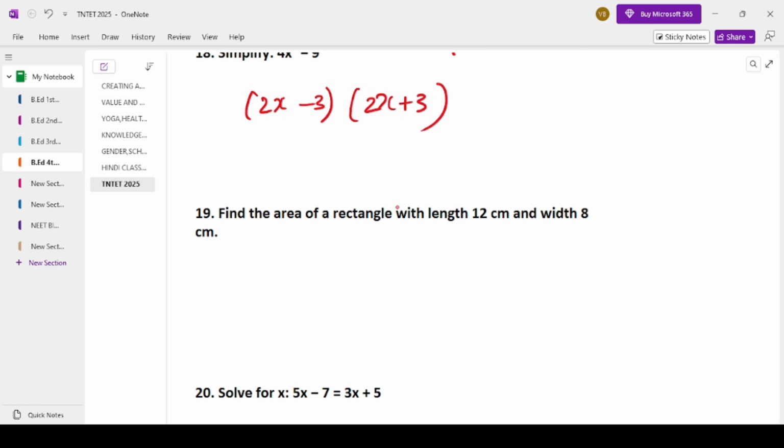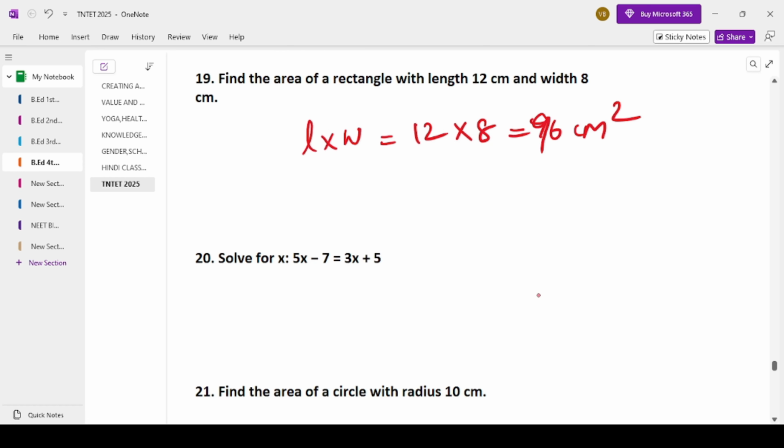So the length into width. So what shape they have given, you need to look at that. So length into width gives you the area. So length is 12 and width is 8, which leaves you with 76 centimeter square. Sorry, 96 centimeter square. So let's move on to the next problem.